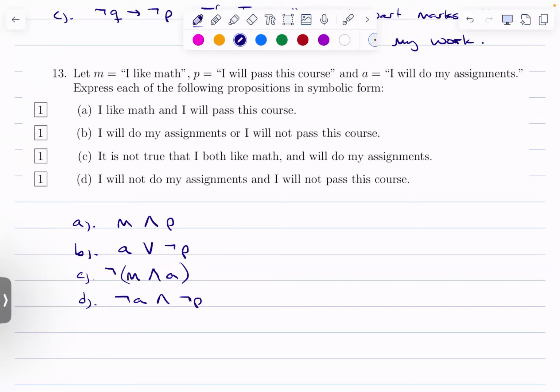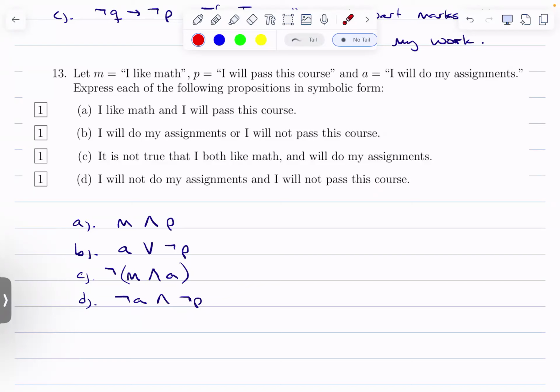M and P. I will do my assignments, or I will not pass this course: A or not P. This one's weird. It is not true that I both like math and will do my assignments. So I like math and will do my assignments is not true, hence the brackets. That's the sneaky one. I will not do my assignments and I will not pass this course. Then they're separate: not A and not P.